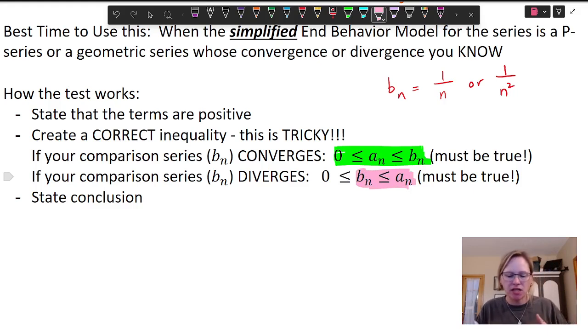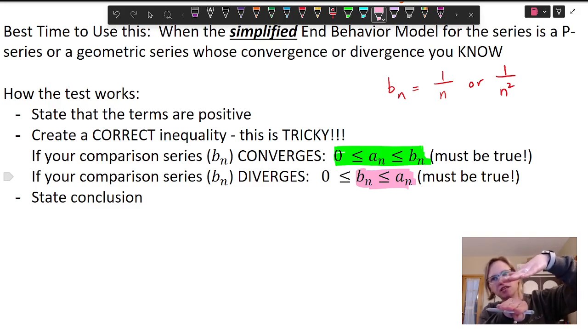Okay, so notice the difference for b, the series that you are picking, that simple one that you know about. If it converges, yours has to be on the outside, because the idea here is that if we have a convergent series, the only way that our series can converge is if it's between 0 and my series, so that my series and 0 squish it down, kind of like that sandwich theorem we talked about in the beginning. It converges down to something, whatever it happens to be.